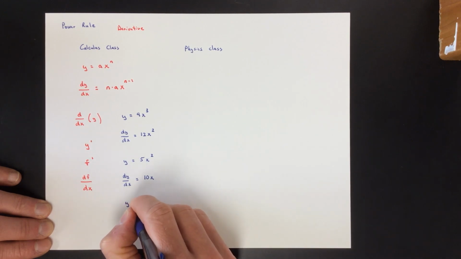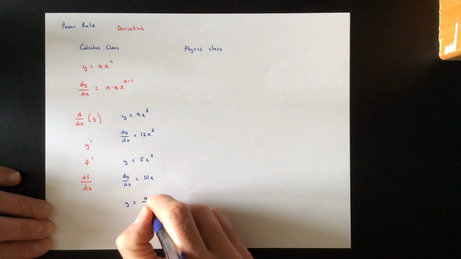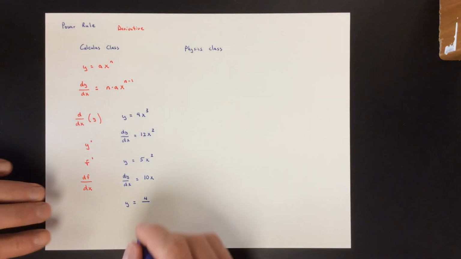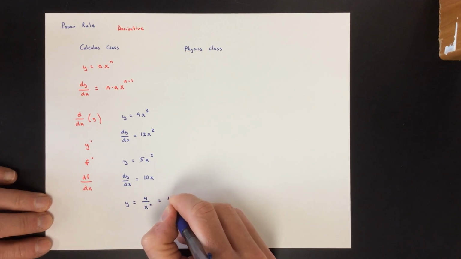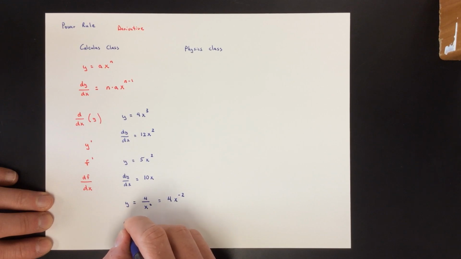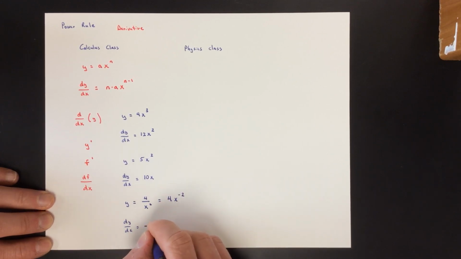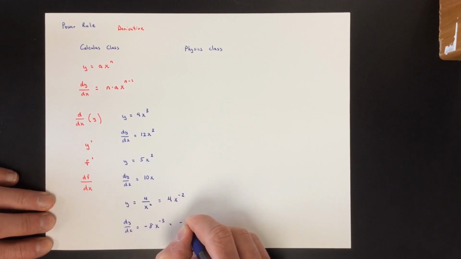What if y was some rational expression? What if it was 4 over x squared? Well, you want to think of 4 over x squared as 4 times x to the negative second, and then you can apply the power rule. dy dx equals, bring the power down, negative 8, decrease the power by 1, and then of course you can rewrite it as something like that.